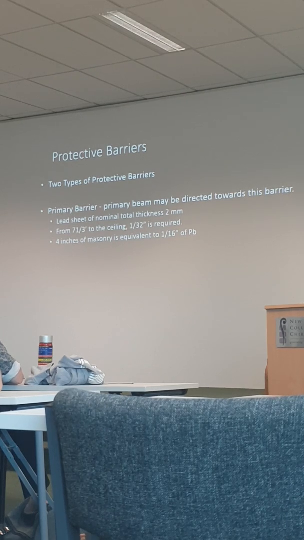Moving on to some of the protective barriers. We've got 2 types of protective barriers, primary and secondary. So the primary barrier is any barrier where the primary beam can be directed towards. It has to be equivalent to a lead sheet of 2 millimeters. So this is the equivalent of basically 4 inches of masonry, really.